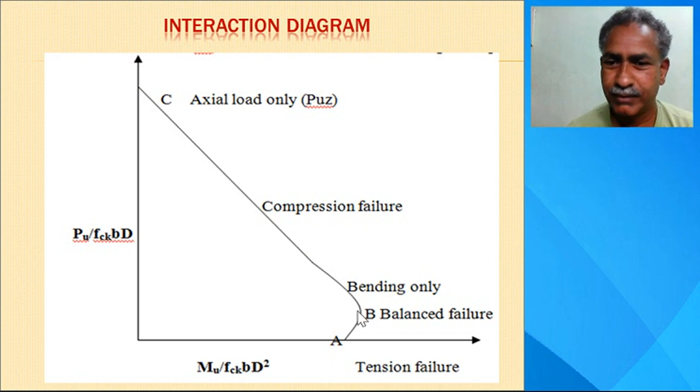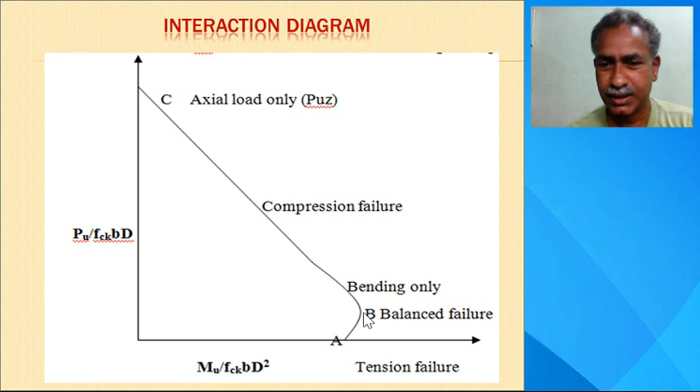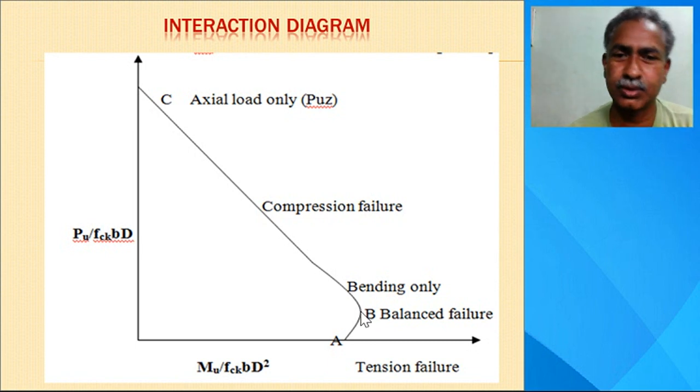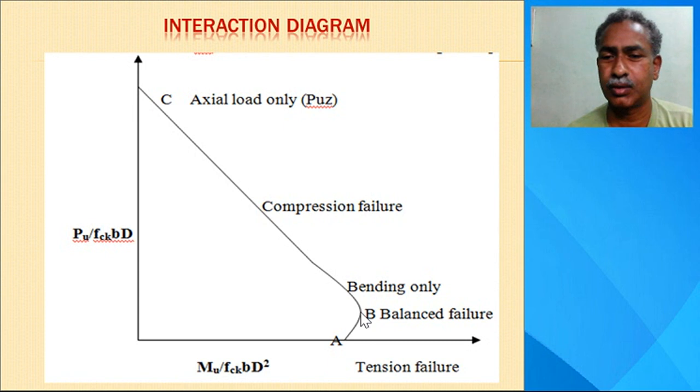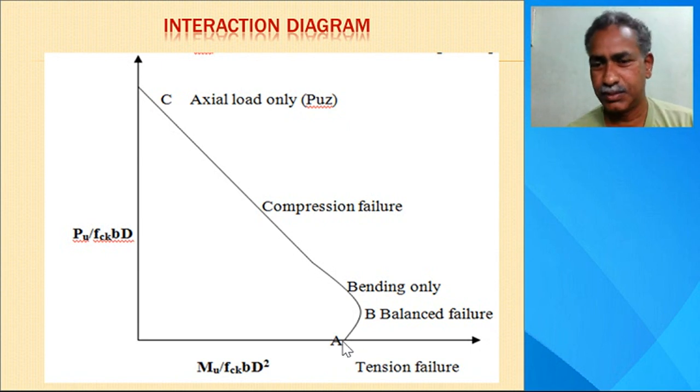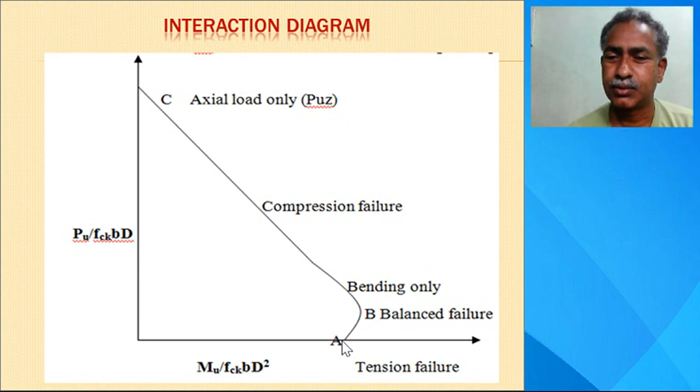This is the point B where there is a balanced failure. Balanced failure means we can say that the column is subjected to axial load with the moment, and because of the moment it will fail on the tension side, and due to the compression load it will fail on the compression side, and so this is called the balanced failure. But at point A, the column behaves as a beam. That means failure is only due to the tension failure.